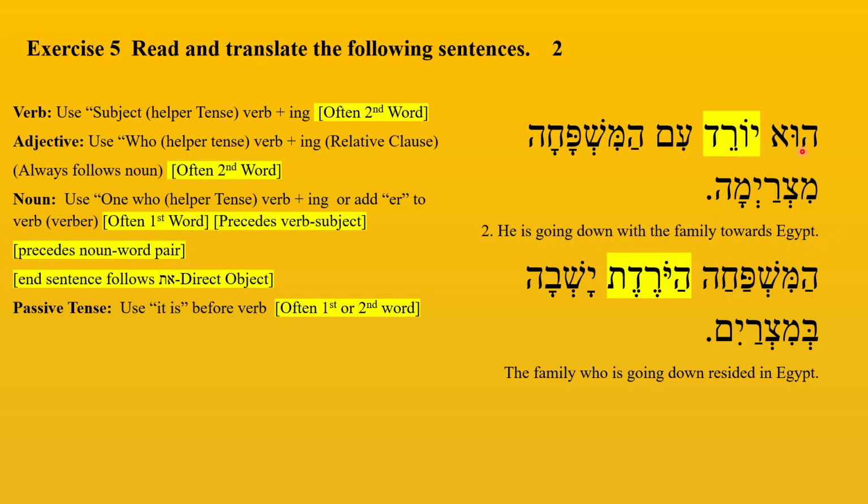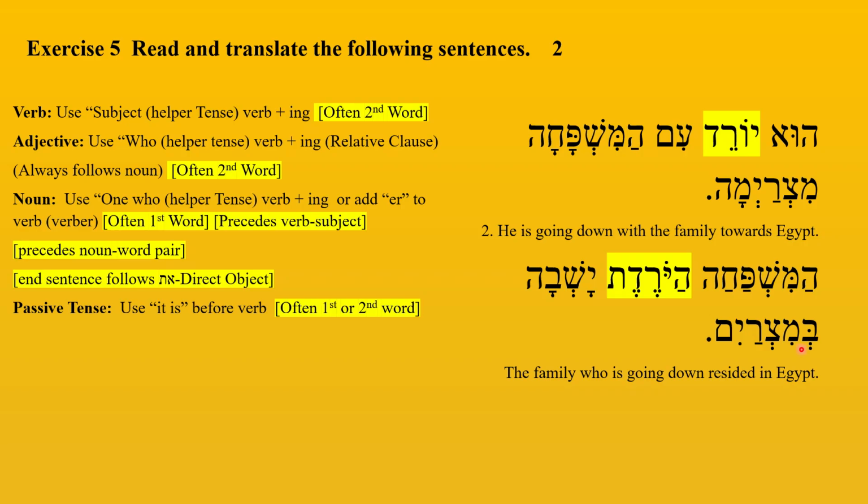He, subject, probably verb here, the participle. He is going down with the family to Egypt. Ha-mishpacha, ha-yoredet, or yoredet, accent on a segelet is always going to be above the first segelet. Ha-yoredet, rather.